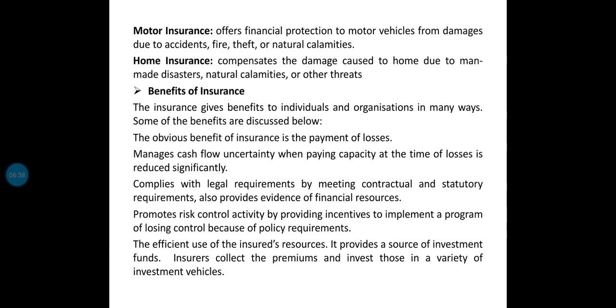There is motor insurance. It offers financial protection to a motor vehicle from damage due to accident, fire, theft, or natural disasters. There is home insurance. It compensates damage caused to a home due to man-made disasters, natural disasters, or other threats.